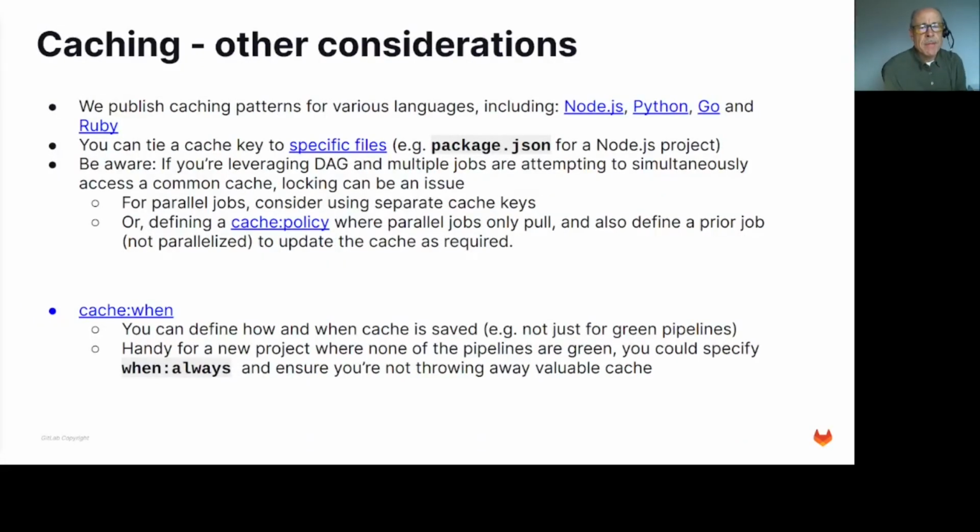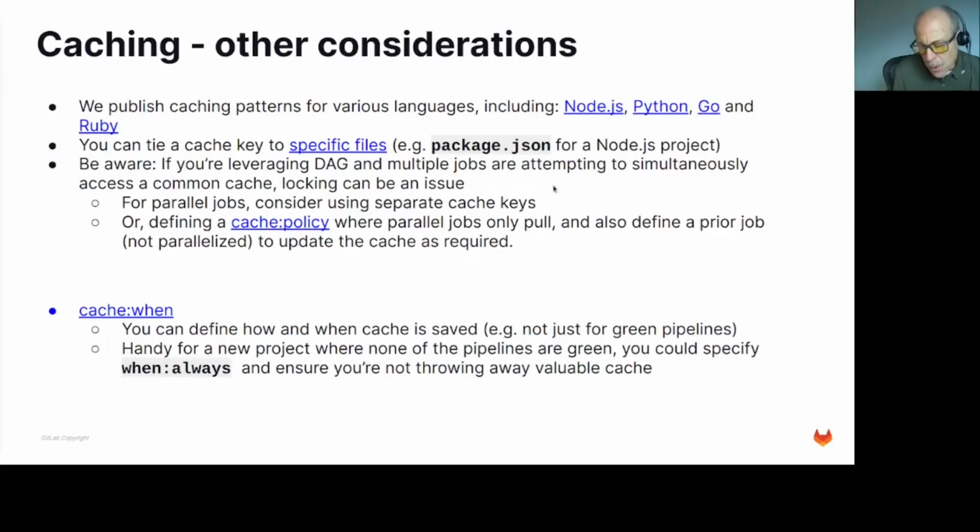GitLab publishes recommended patterns for various languages. I recommend checking those out when setting up your pipelines. You can also tie a cache key to specific files, and that way if there's something specific, in this case package.json for a node project, we can refer to that using the cache key.